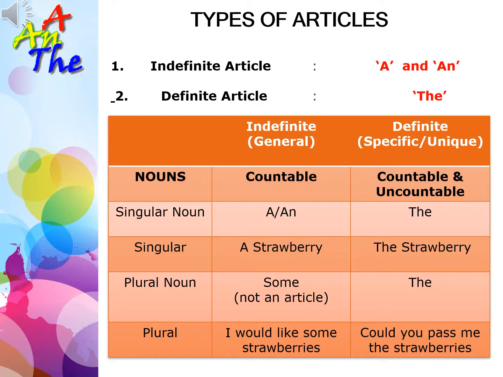When a noun is singular and countable, we can use a or an, which is the indefinite article. Okay? Now the definite article the can be used with countable and uncountable nouns. When a noun is plural, only the definite article the can be used. We cannot use the indefinite article.